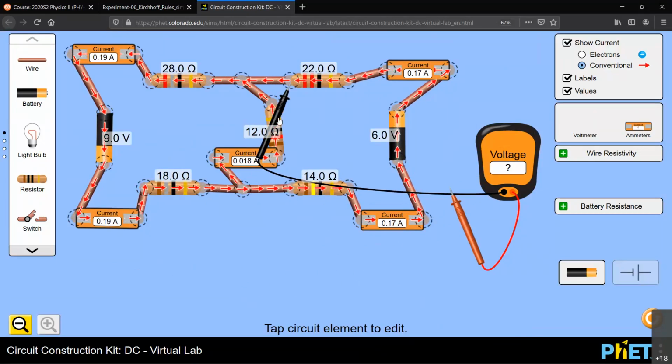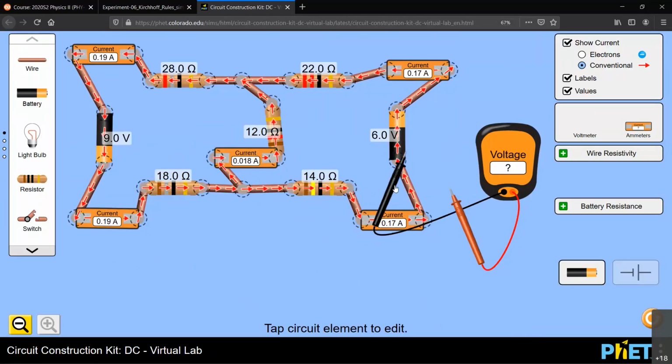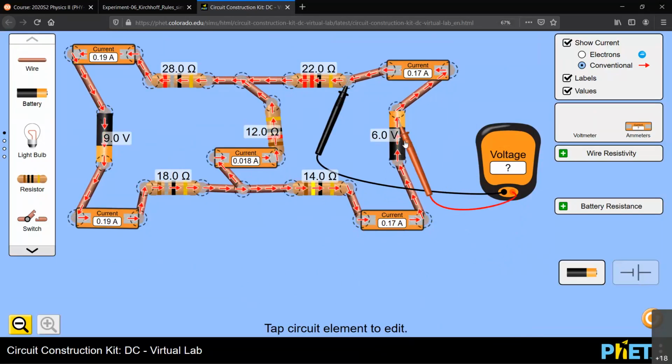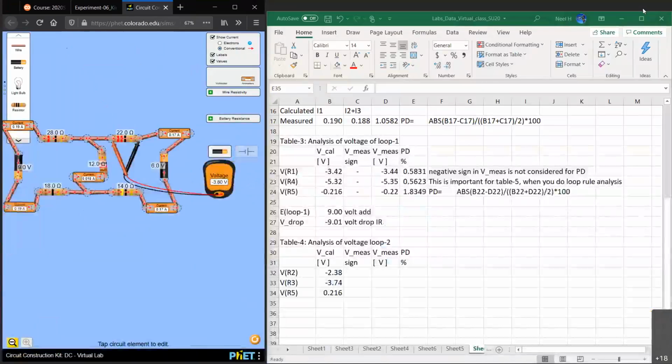So you have to measure across resistance only. Relative to the negative sign of the battery, this should be here. Relative to the positive sign of the battery, this should be here. Make sense? If you do that correctly, then only you will get the right sign relative to our Kirchhoff rule, okay? That's important. Negative 3.8.